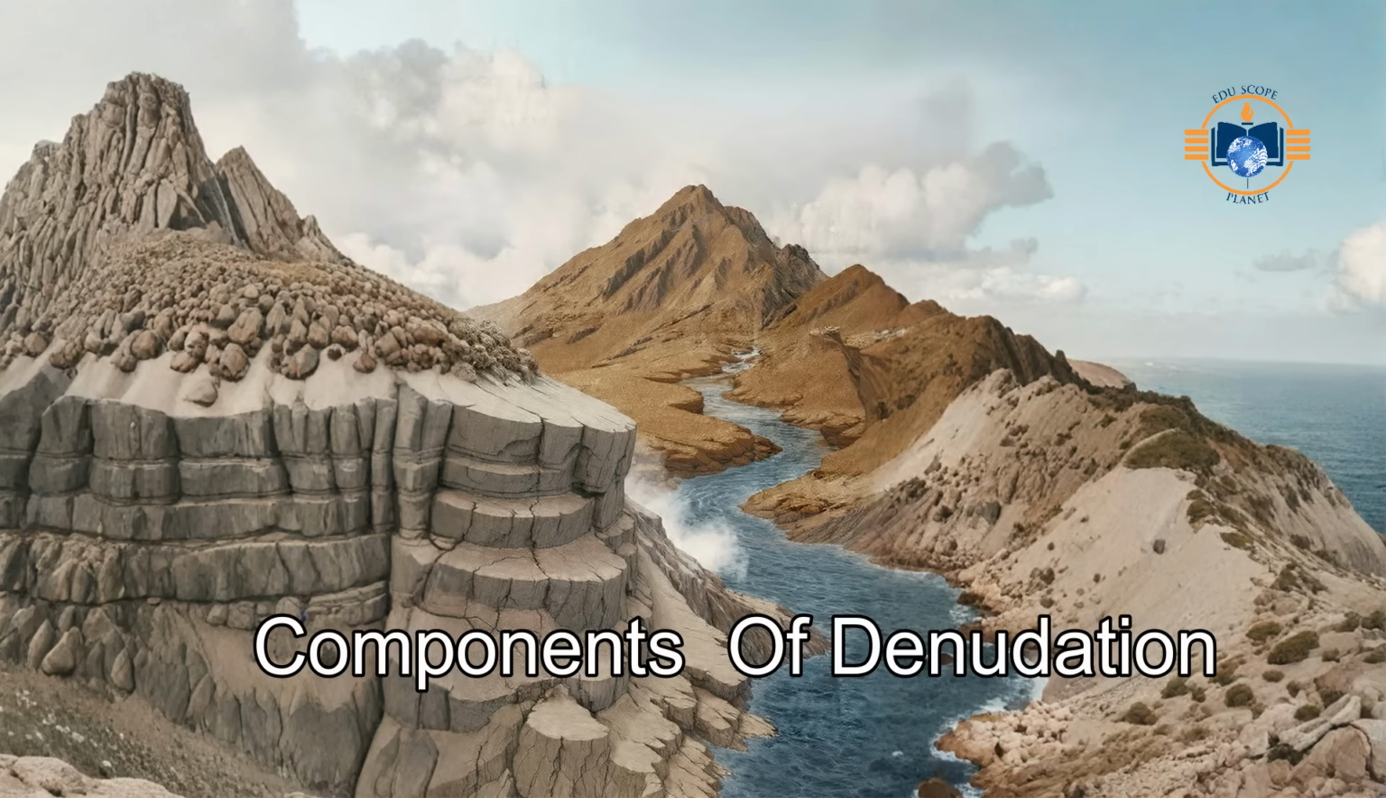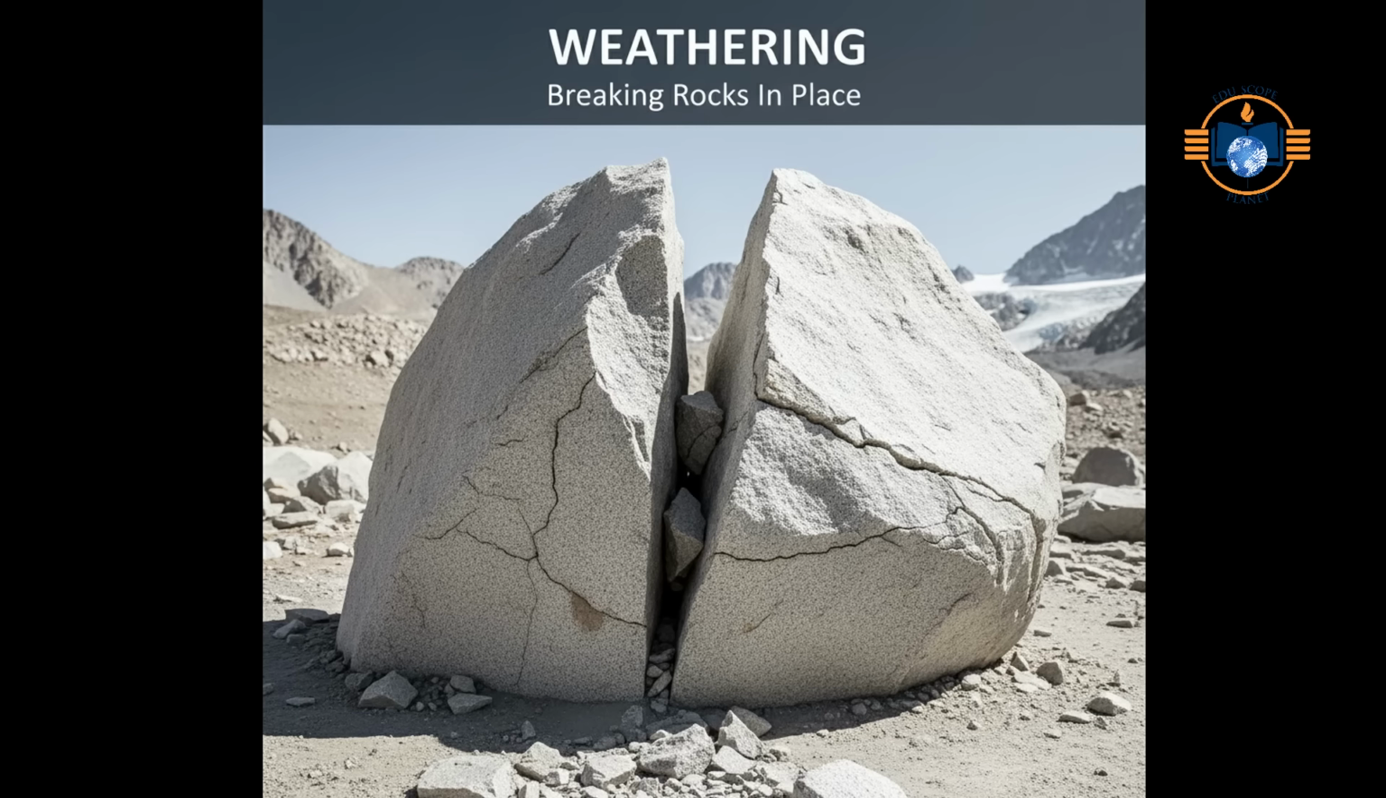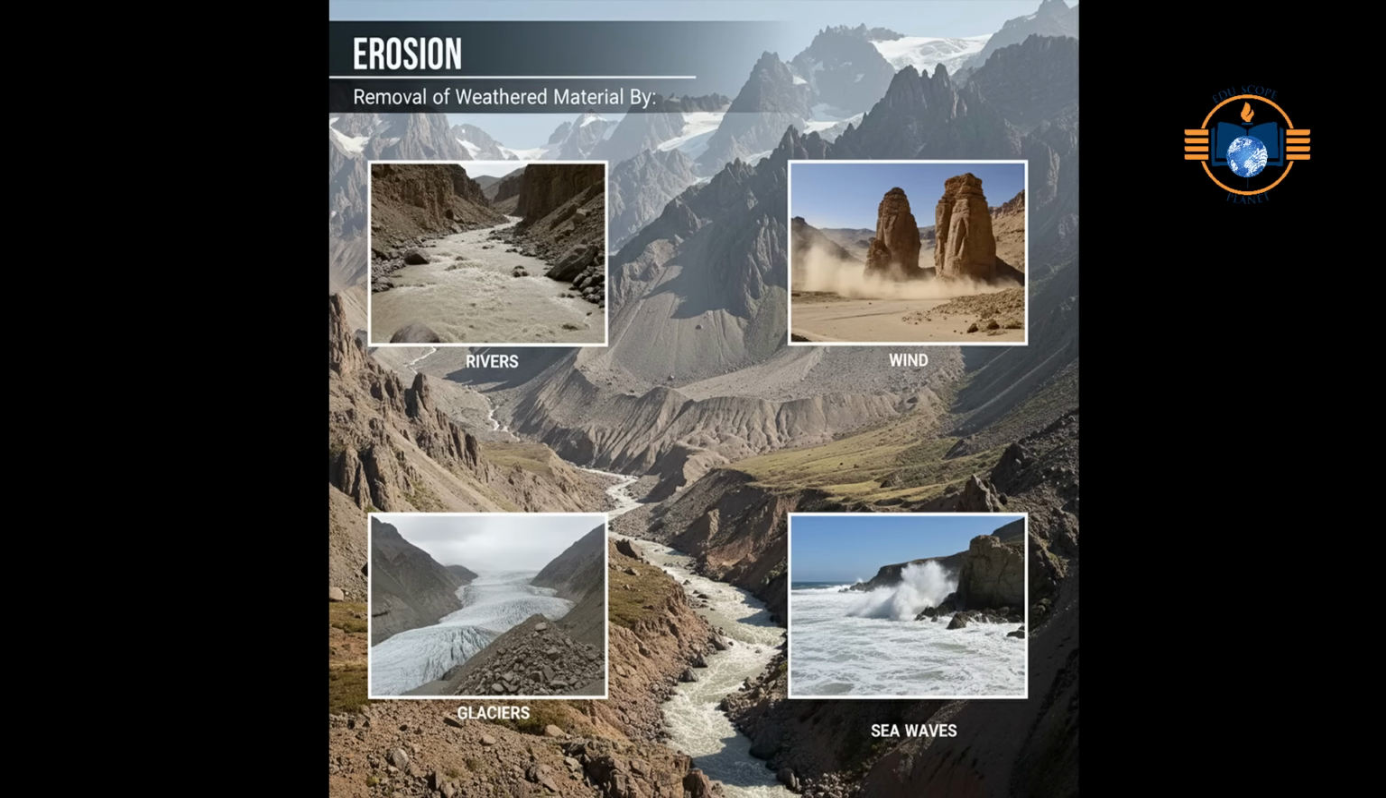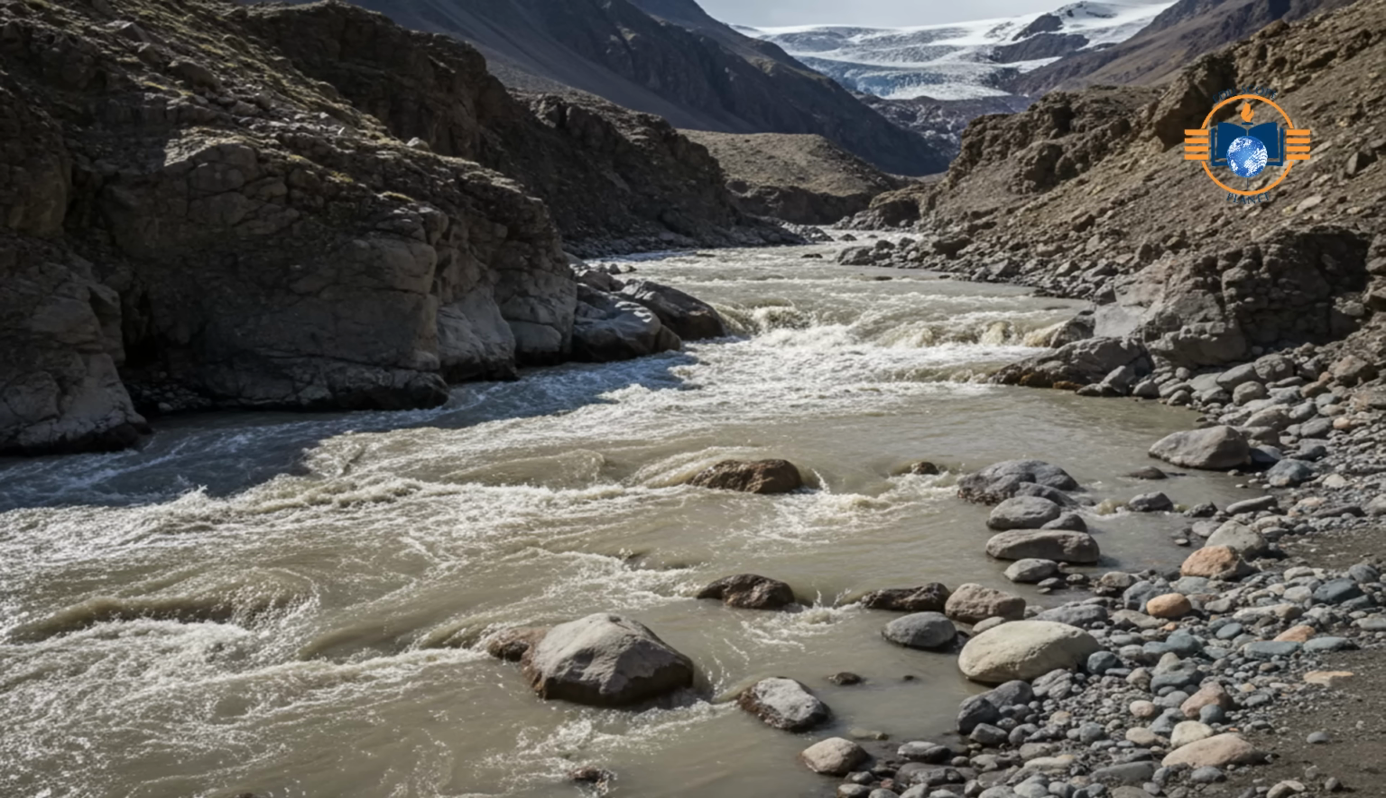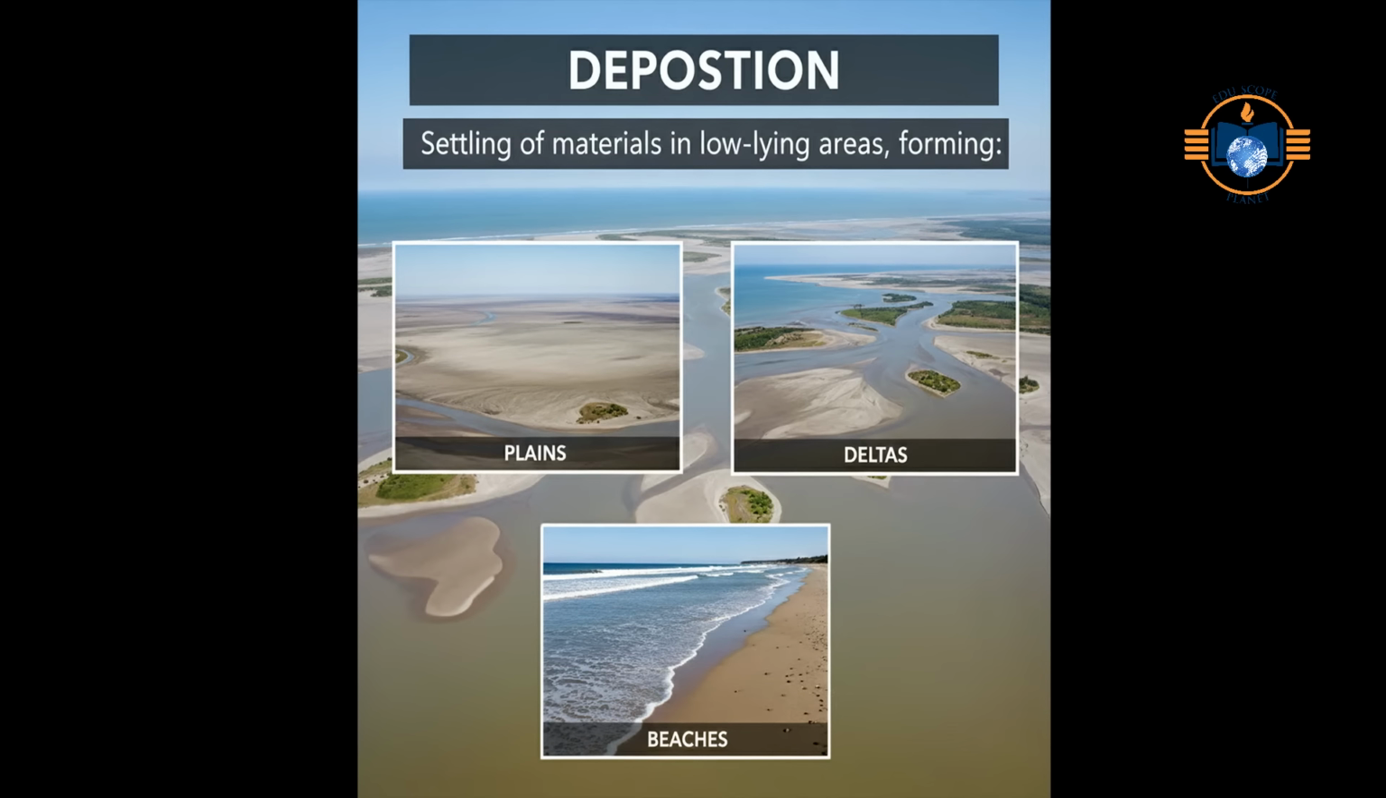Components of denudation. Weathering. Breaking rocks in place. Erosion. Removal of weathered material by rivers, wind, glaciers, sea waves. Transportation. Movement of materials from one place to another. Deposition. Settling of materials in low-lying areas, forming plains, deltas, beaches.